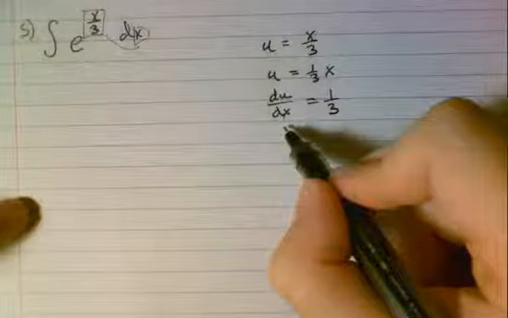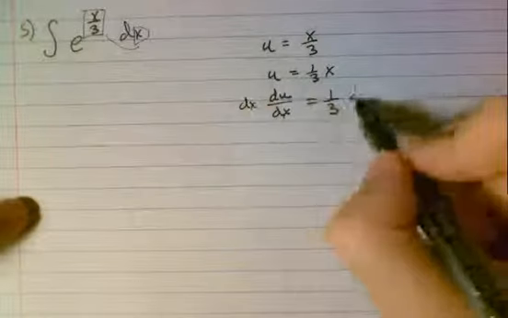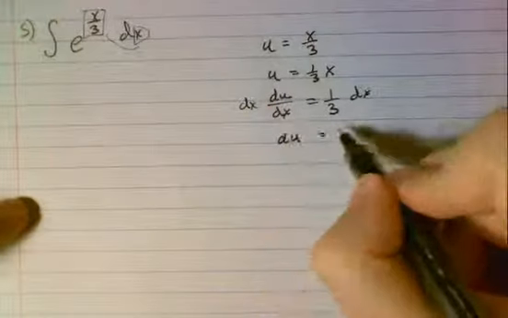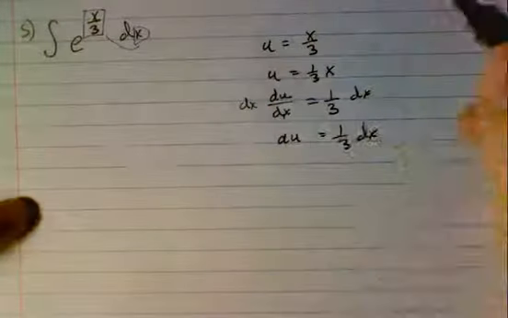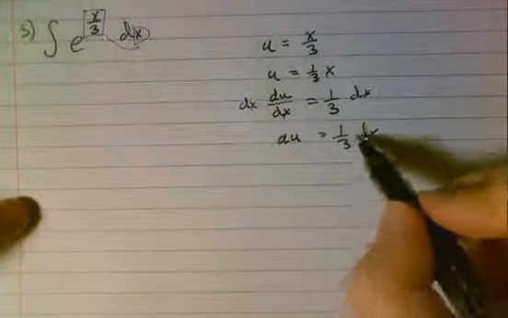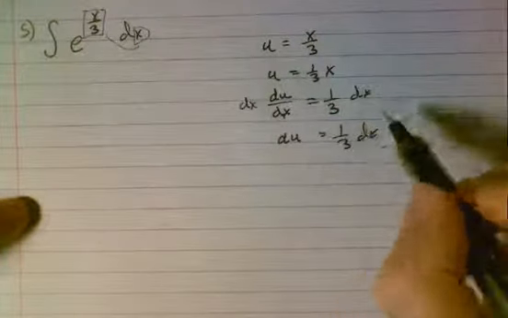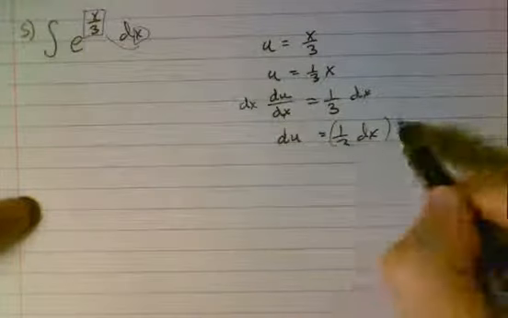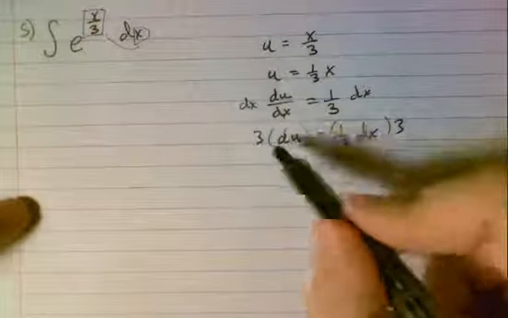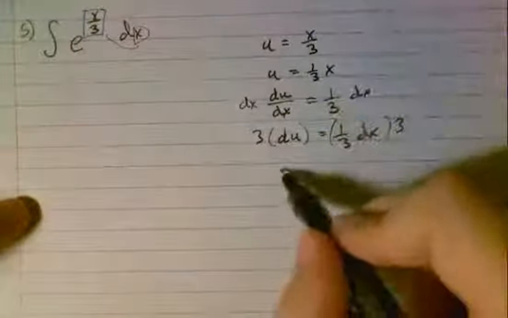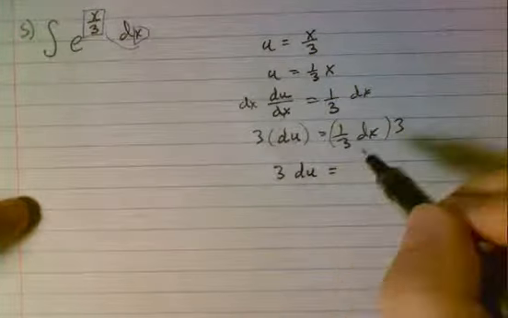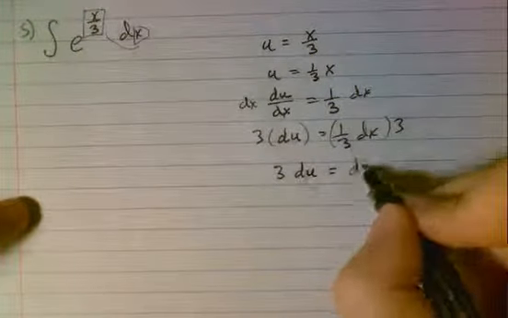Now we need to get dx by itself, so we'll multiply both sides by dx. Notice this fraction here. This is the same as dividing by 3, so to undo this, we can think of it as dividing by 1/3 or simply as multiplying by 3. If you're ever uncertain, you can always work this all the way out. So we have 3 du equals dx.